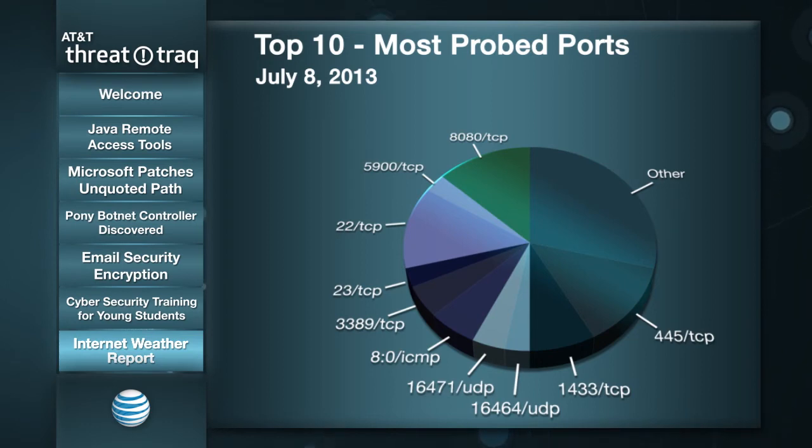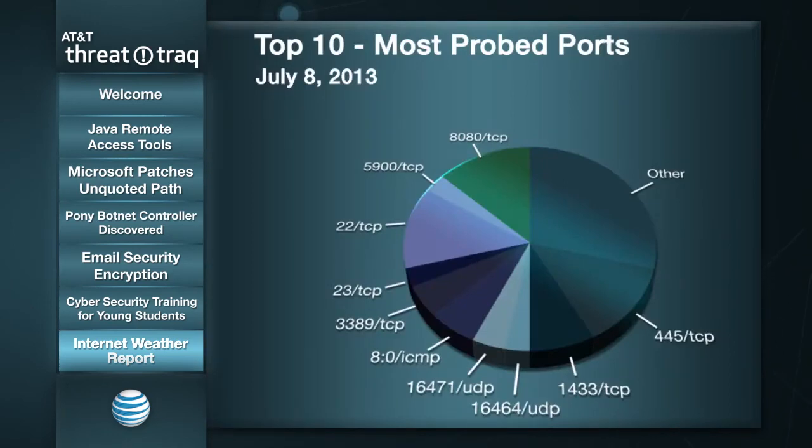No other significant surprises. We see port 22 TCP, that's SSH. Port 1433, we talked about that, that's Microsoft SQL Database. Port 3389, help me out, folks, I'm drawing a blank. It's Remote Desktop Protocol. There we go. And then 5900, which is Virtual Network Computing, both of those being remote access tools, and then port 23, which is Telnet. We also still see the peer-to-peer activity associated with the ZeroAccess botnet, that's port 16464 as well as 16471.